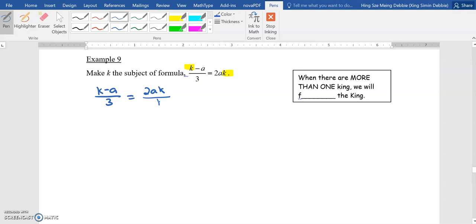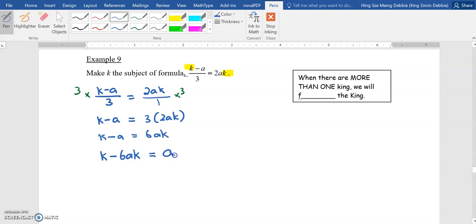So to make this non-fractional, I multiply by 3 here, and multiply by 3 here. So I will get K minus A equals 3 times 2AK, which is the same as K minus A equals 6AK, because 3 times 2 times A times K. Alright, let's group all our K's together. So I know I will have K minus 6AK equals A.